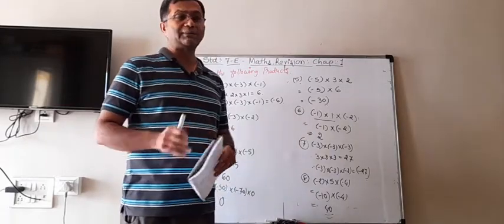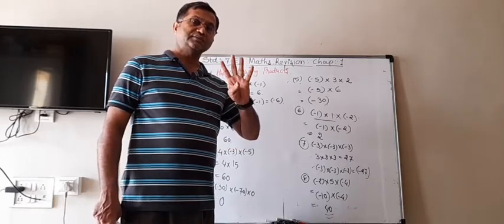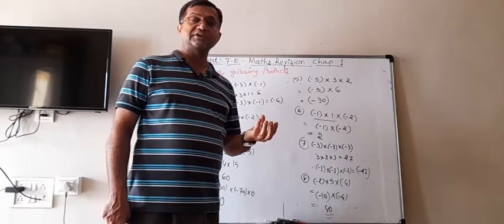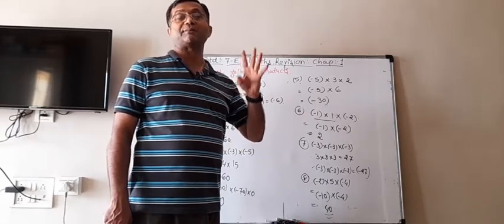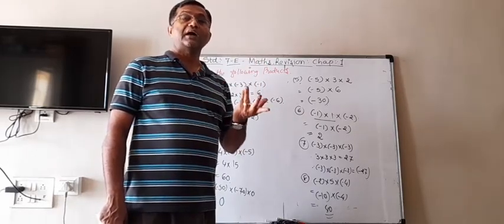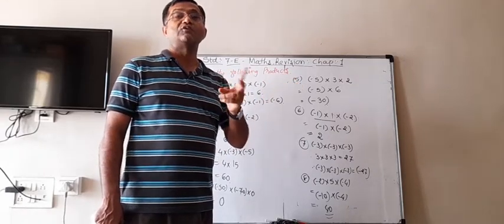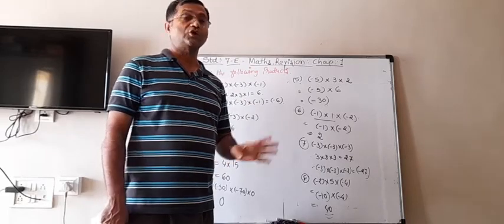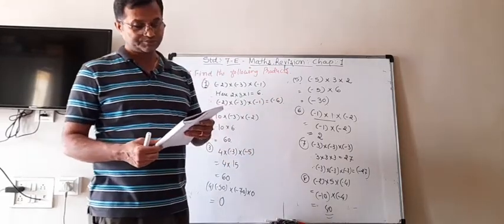So whenever you multiply, we have to remember that if the number of negative integers is odd, the answer is negative, and if the number of negative integers is even, then the answer will become positive, because each pair of negative negative makes it positive. So that is the way we do the multiplication.